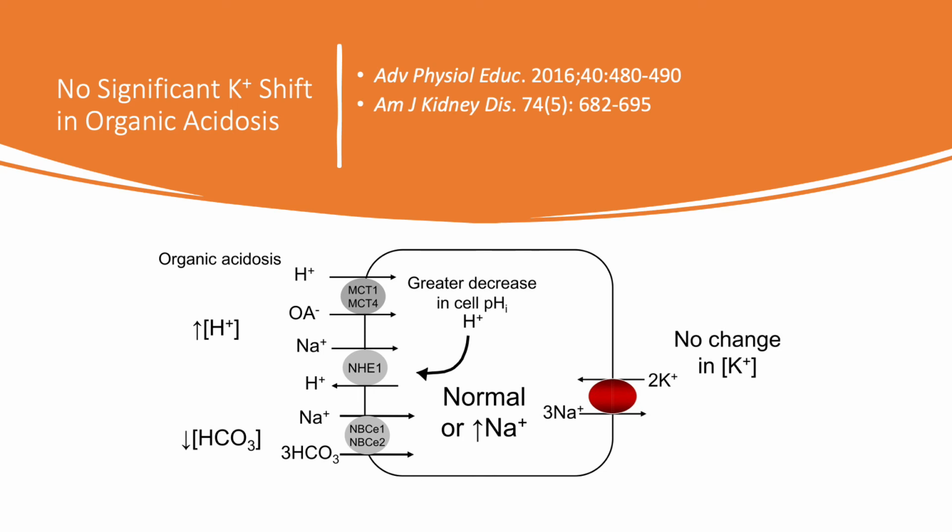So since both are going into the cells together, electrical neutrality is maintained. So the hydrogen sodium exchanger, the NHE1, will continue to work like normal. Now the sodium bicarb exchanger also will continue to work normal, business as usual. So the sodium inside the cell will remain as usual, normal, or even a little bit high. So the work of the sodium-potassium ATPase pump will remain the same, so it will continue to pump 3 sodiums out and let 2 potassium go in, like it always does, and therefore there's no change in potassium. There's no shift of potassium from inside the cells to the outside.